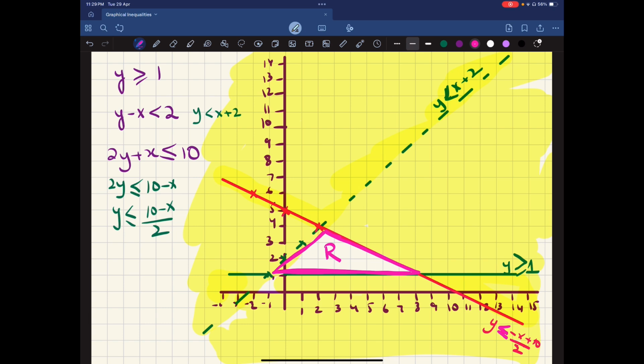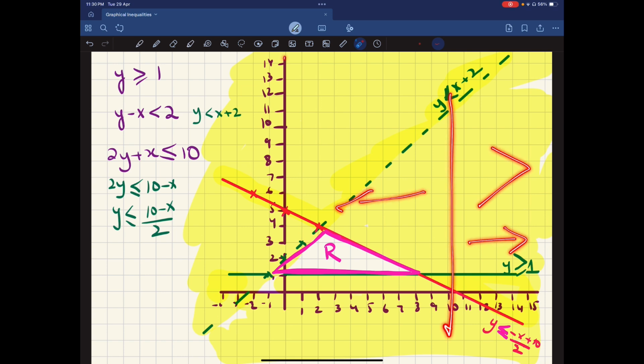So I hope that this is clear. All you have to know is that if it's a horizontal or slant line, and you have a greater than inequality, then the required region is above the line. If it's a less than inequality, then the required region is below the line. And for vertical lines, if the required region is on the right, then it's greater than. If it's on the left, then it's less than.